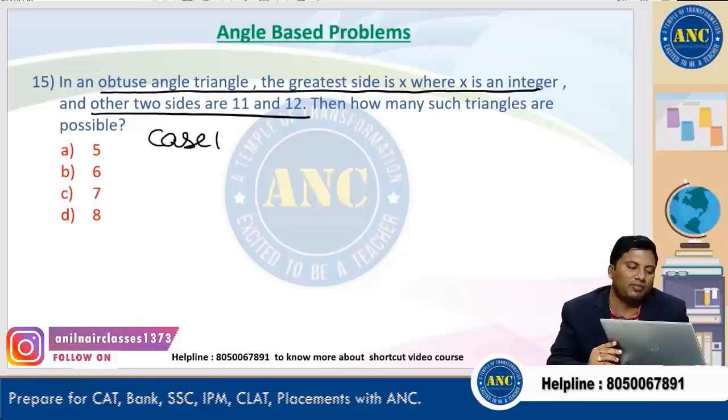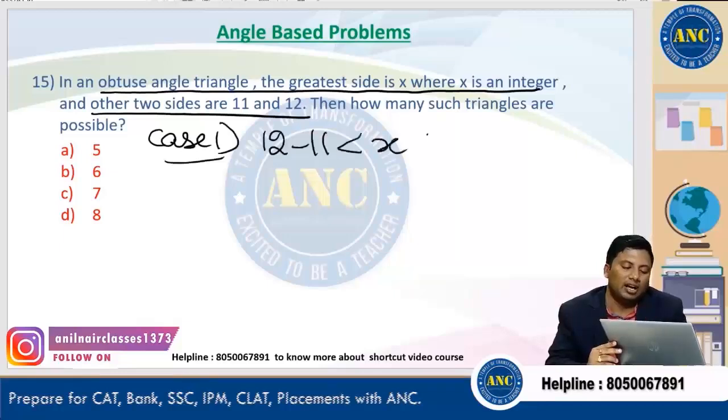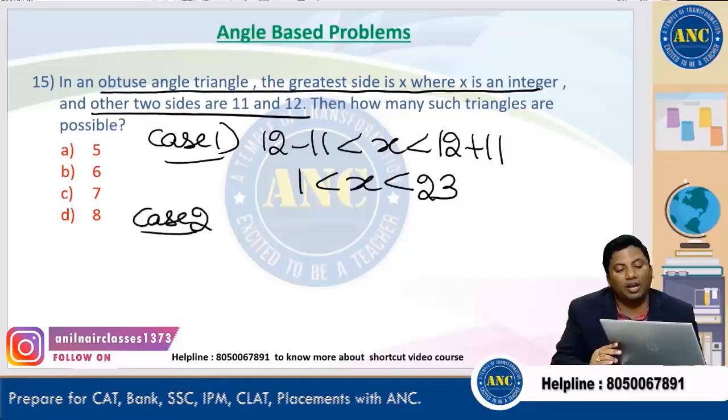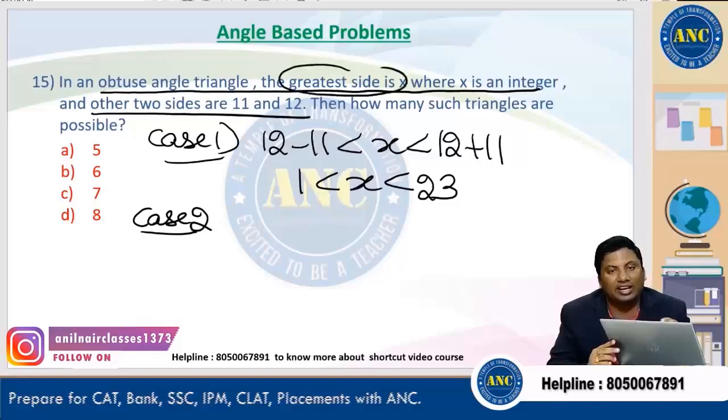Case 1. The first three sides should form a triangle. 12 minus 11 less than x less than 12 plus 11. So 1 less than x less than 23. Case 1 is clear. Case 2. Now he has given that the greatest side is x.